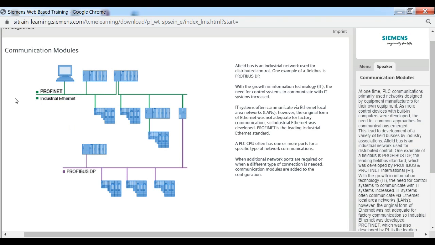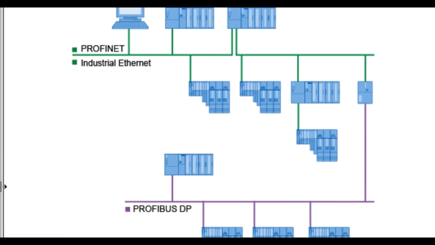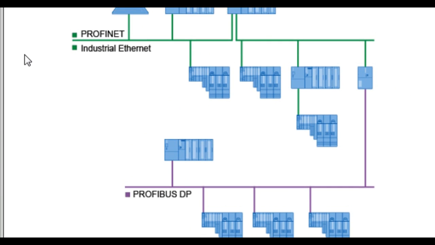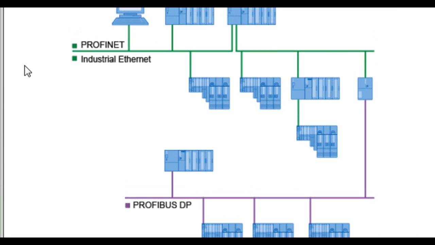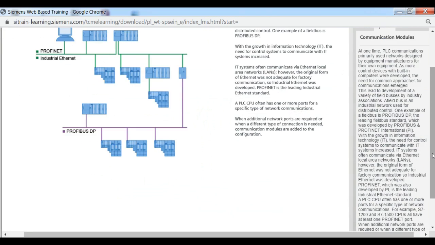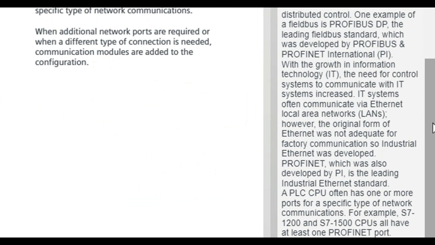With the growth in information technology, IT, the need for control systems to communicate with IT systems increased. IT systems often communicate via Ethernet local area networks, LANs. However, the original form of Ethernet was not adequate for factory communication, so industrial Ethernet was developed. Profinet, which was also developed by PI, is the leading industrial Ethernet standard.